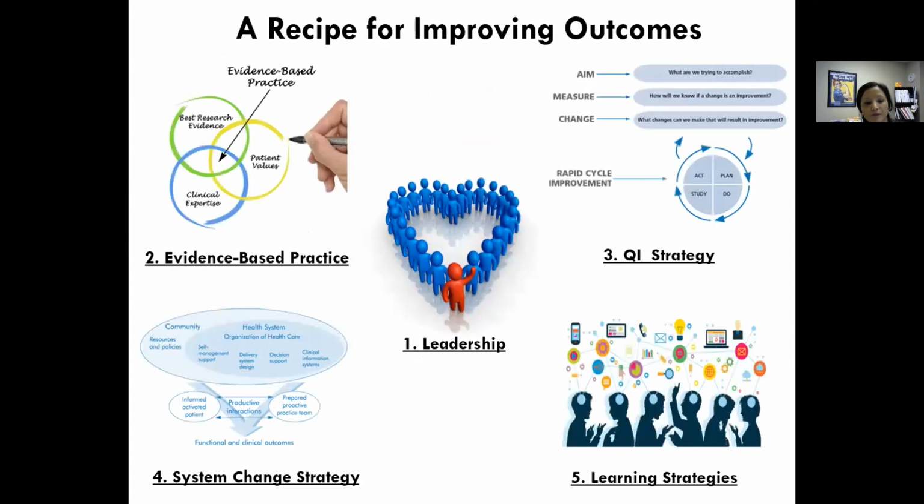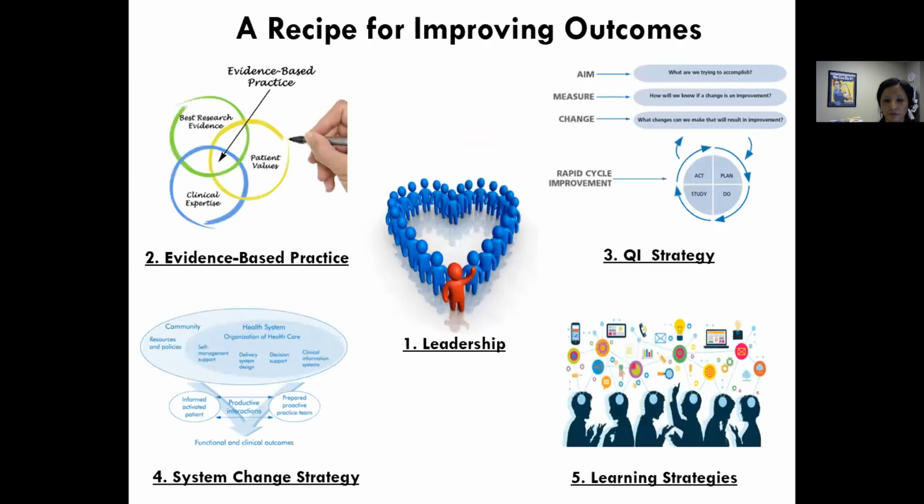So during the last 20, 30 years, what we've used is this recipe for improving outcomes. And it starts, as I said before, with leadership. Number two, evidence-based clinical guidelines for care. So you make sure that you know exactly what all the care guidelines are for diabetes. A system change strategy, like the chronic care model. So inside that, it has all those components that we talked about of how to go about changing the system. The patient-centered medical home is another one.